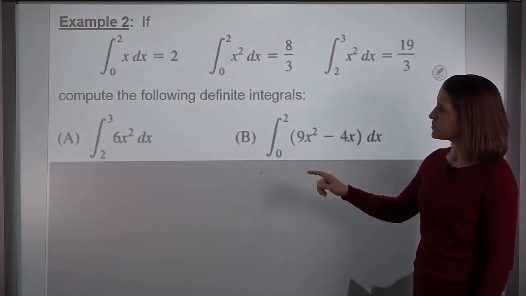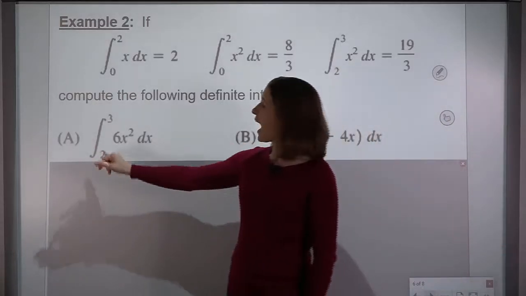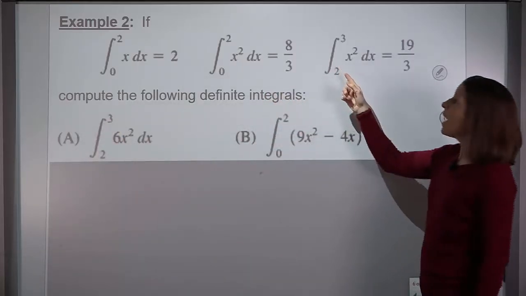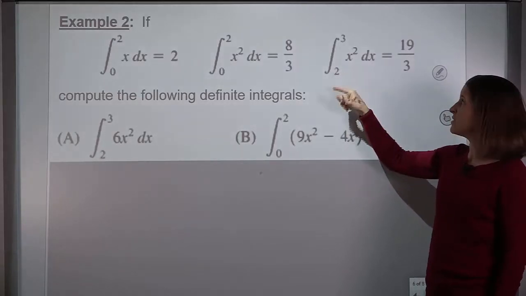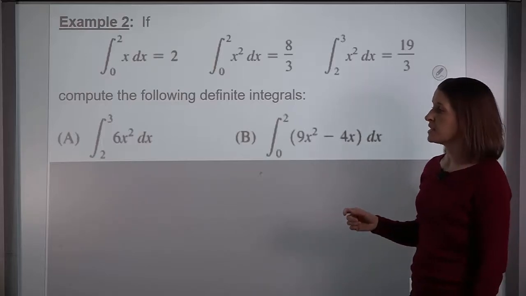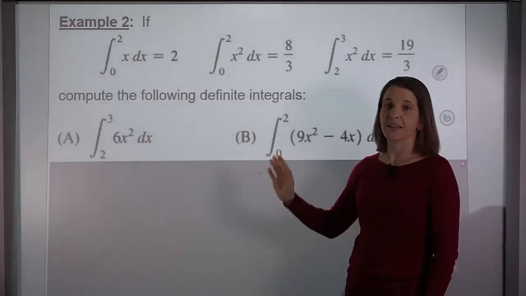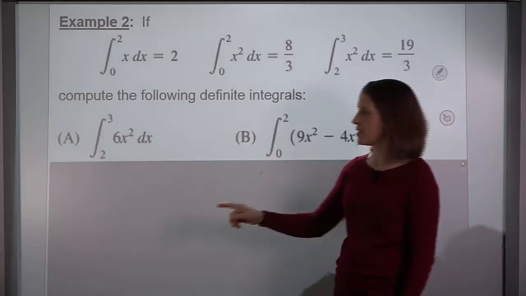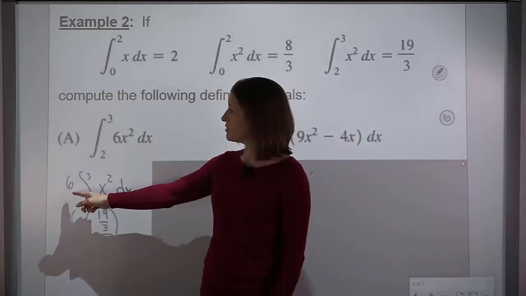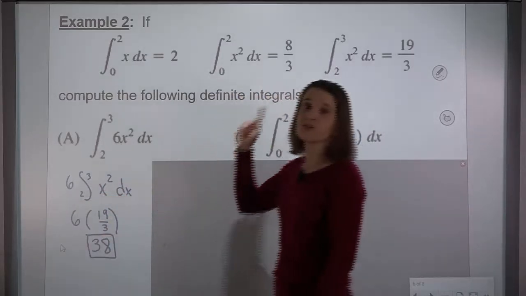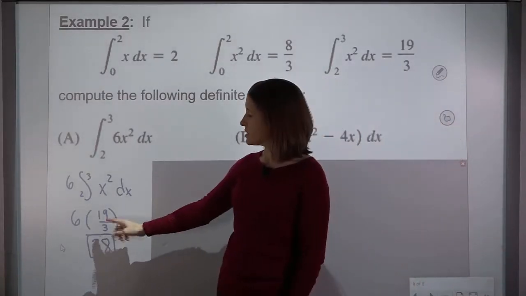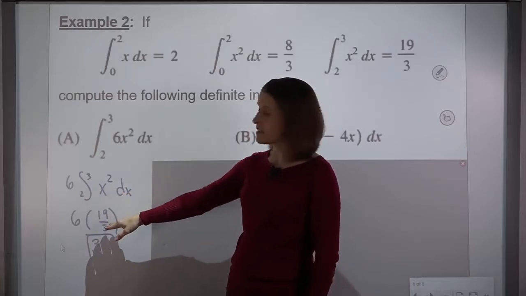So for instance, in part A here, I don't know anything about 6x squared dx integrated from 2 to 3. I only know about x squared dx integrated from 2 to 3. So I need to get that 6 out of there. But we have a property that says that if you have a constant inside, it can be taken out front and then multiplied by the result. And so that's exactly what we'll do. We'll rewrite it as 6 times the integral that we do have information about. And then I was told that the answer to that is 19/3. The integral sign and everything is gone because this is the answer to it.